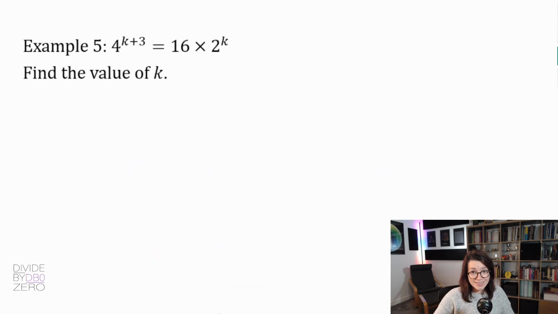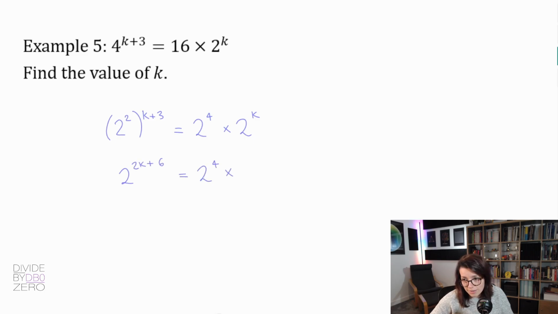Example 5 is quite similar in that we've got some bigger numbers and a smaller number too. So I would take those bigger numbers there and rewrite them as powers of 2 again. So instead of 4 to the power of k plus 3, I'm going to write it as 2 squared to the power of k plus 3. 16 can be written as 2 to the power of 4, and then we've got times 2 to the power of k. Again, we can use our power laws. 2 powers next to each other like that means we're going to times them together. That's going to give us 2 to the power of 2k plus 6 equals 2 to the power of 4 times 2 to the power of k.